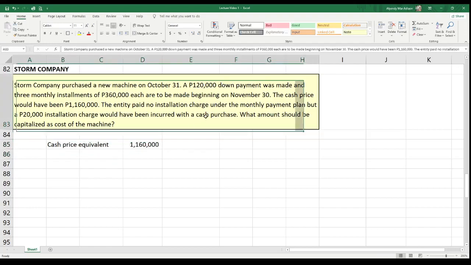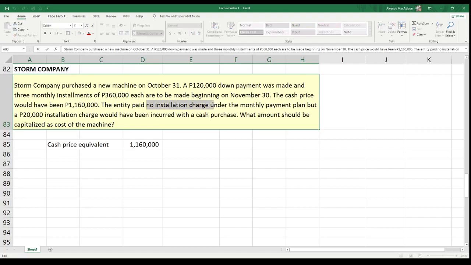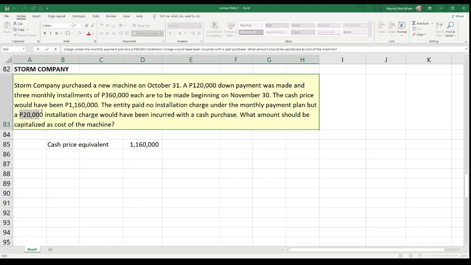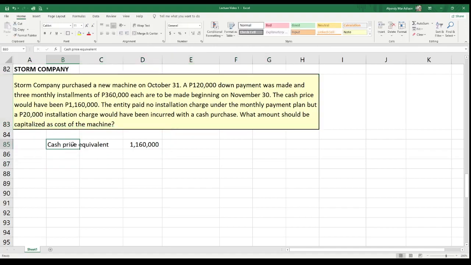Now, accordingly, wala mo daw siya nagbayad og installation charge. But if ever, ihatong gi-cash price, makabayad siya og 20,000. So therefore, this 20,000 is a necessary cost, okay, or a directly attributable cost for the installation or acquisition of the machine. So we will have to add an installation cost. So that is 20,000 pesos.